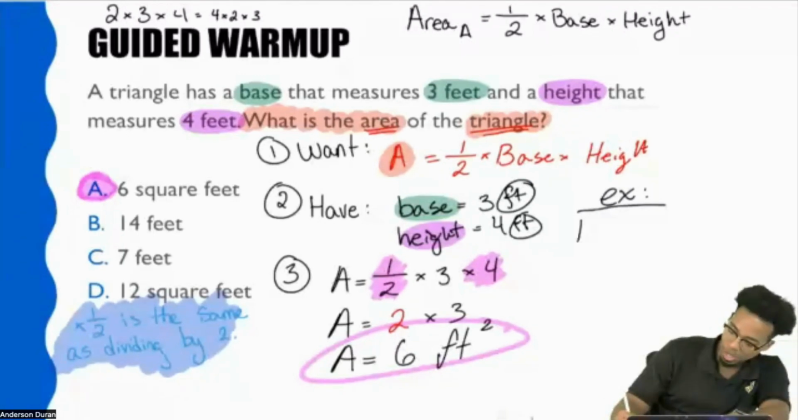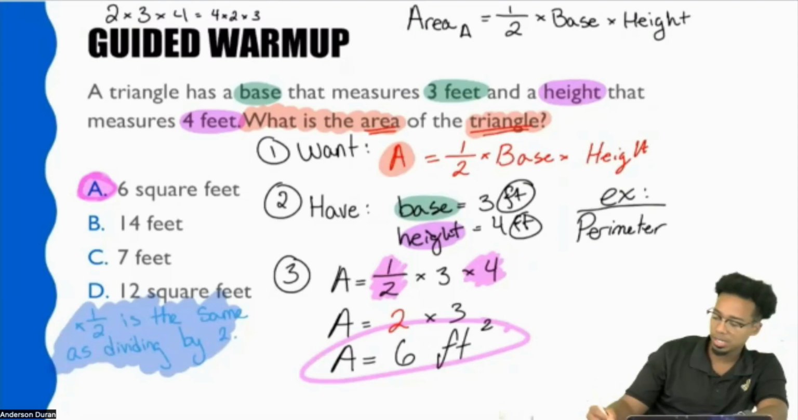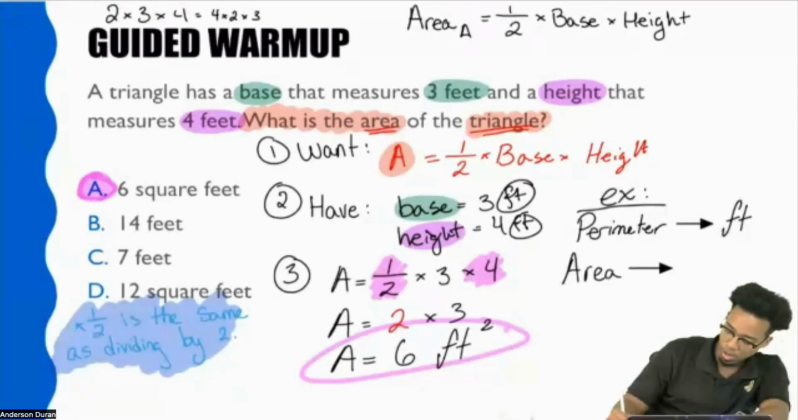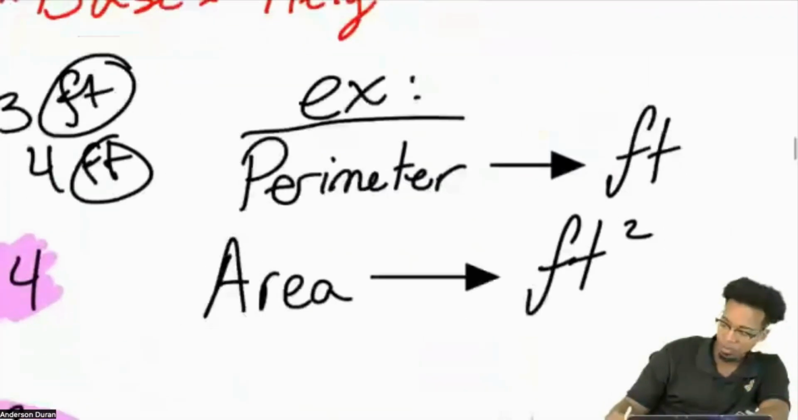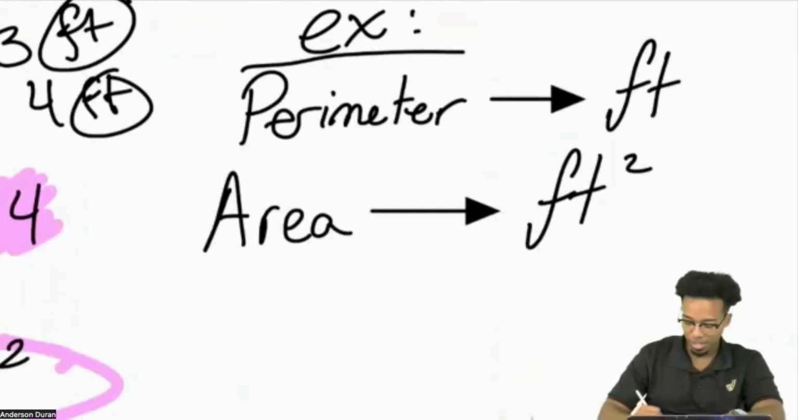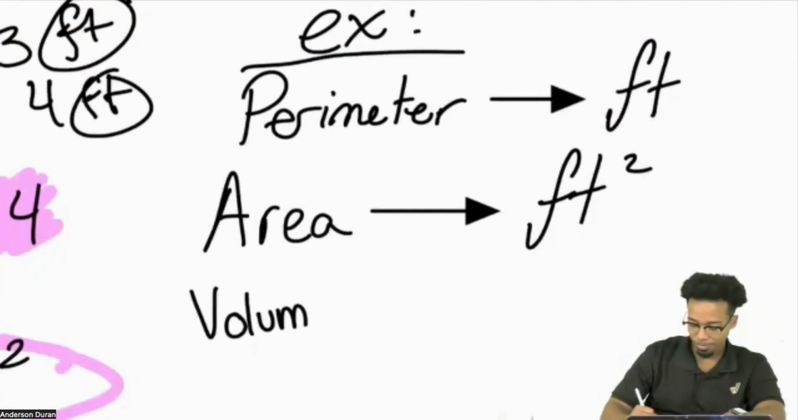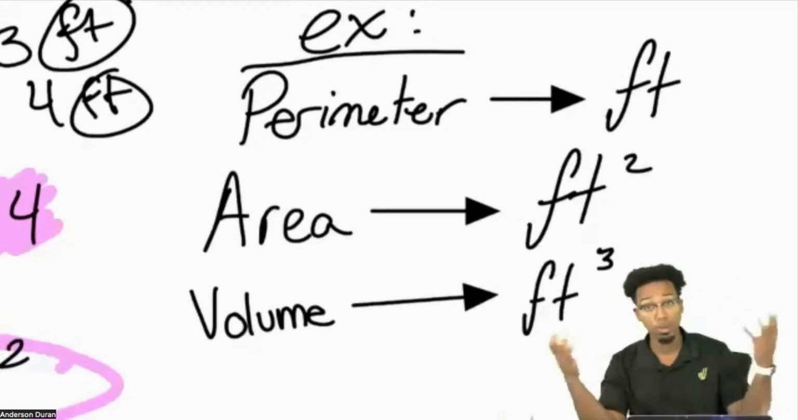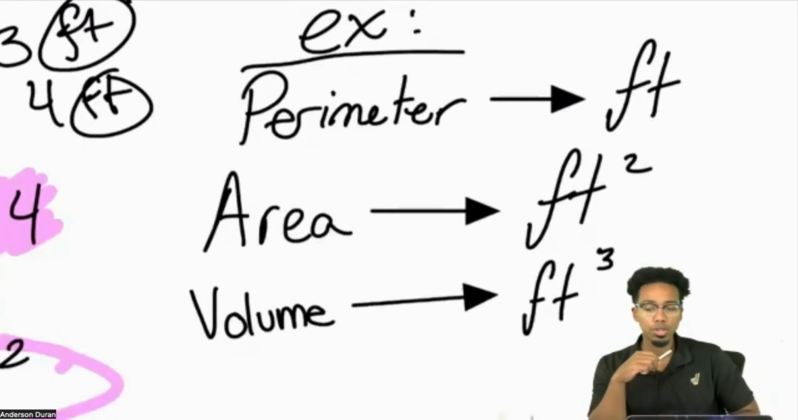So if we're just looking at perimeter, which is just straight up distance, that would be feet. When you're looking at area, that would be your units squared. So that would end up being feet squared. And then when it comes to volume, let me just give myself a little more room. Volume, we're giving ourselves cubic feet, because volume is 3-dimensional, 3D, and those units would be cubed.